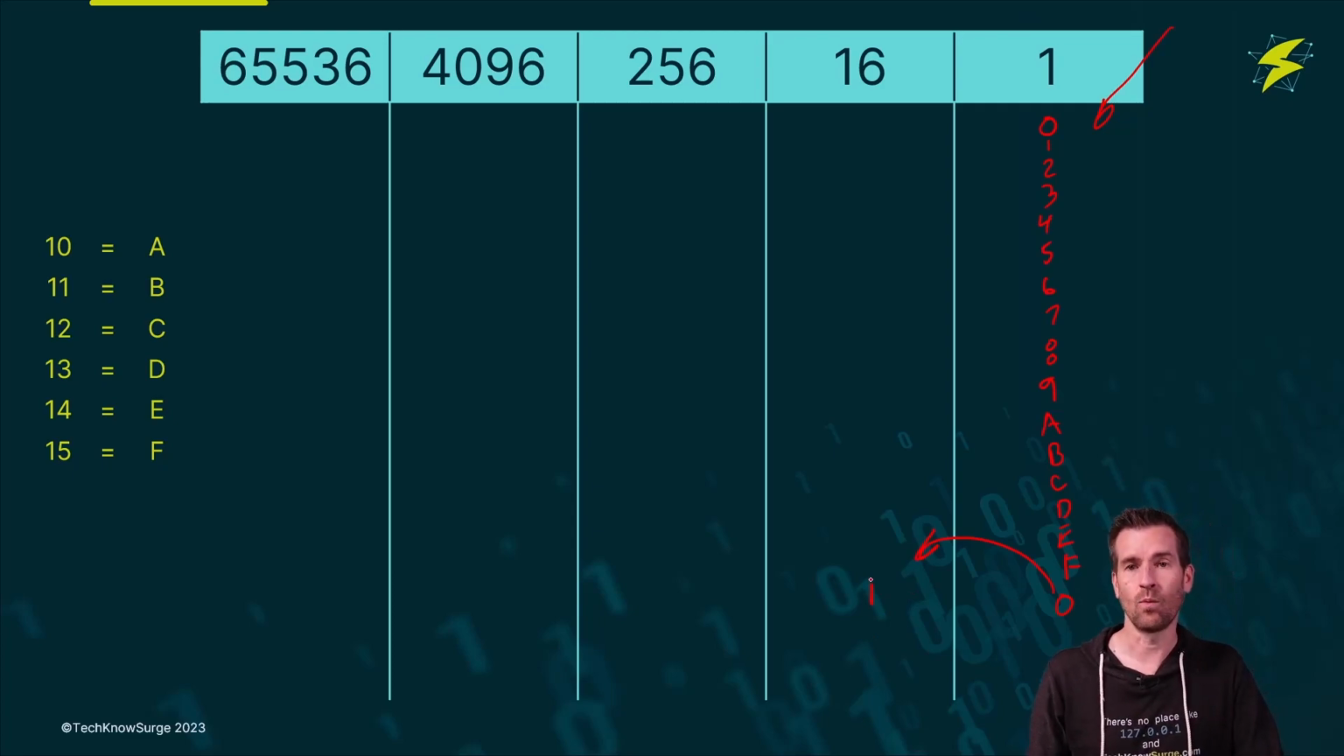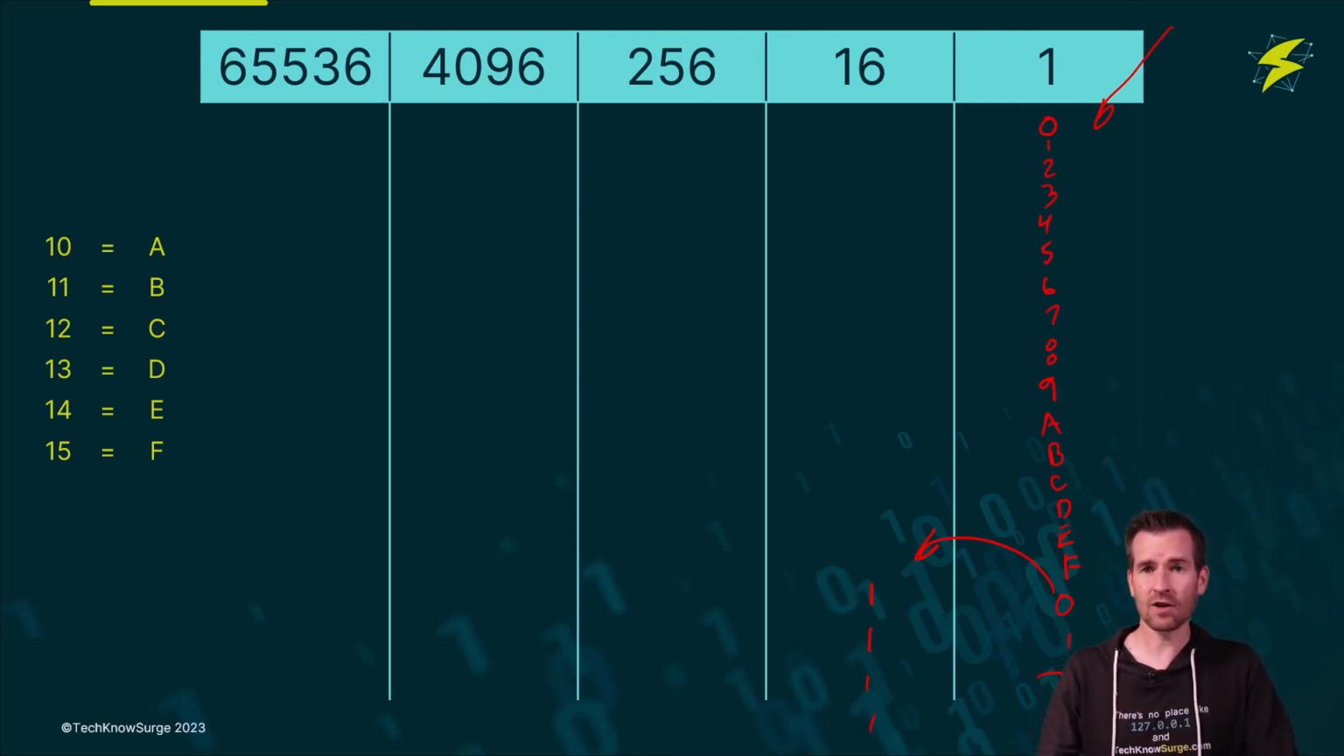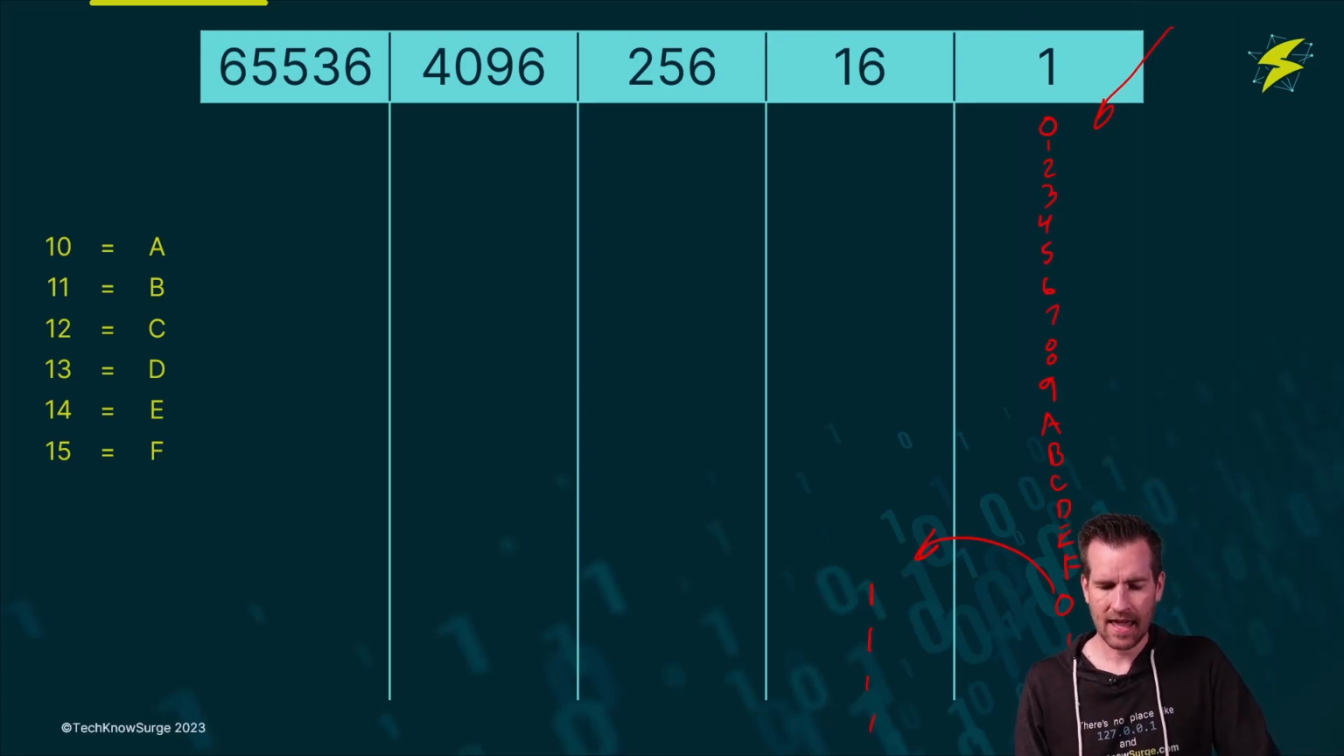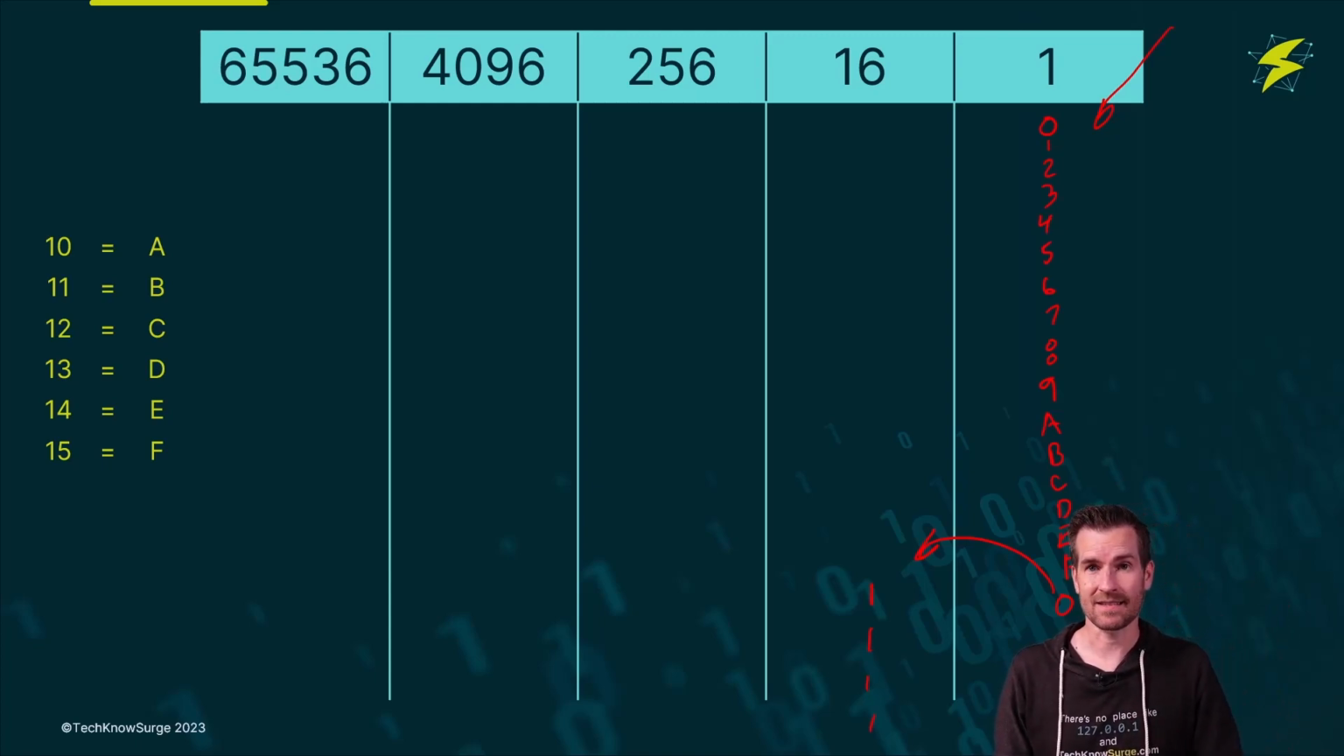So now we're at 1 on the next column. And then we go through that process all over again. 10, 11, 12, 13, and so on and so forth. So that's how to count in hexadecimal.